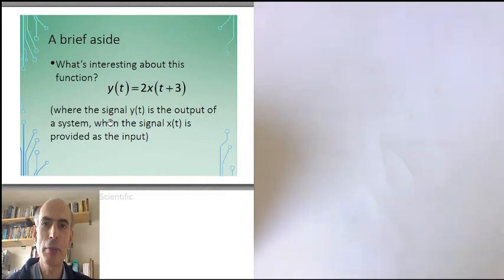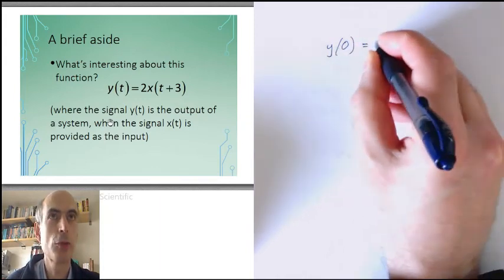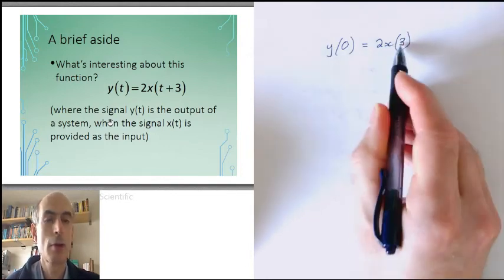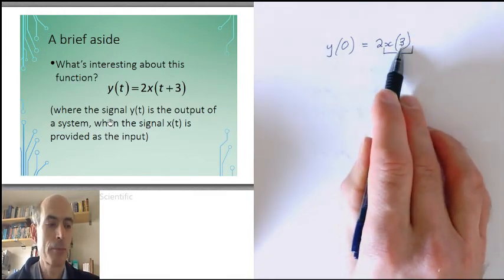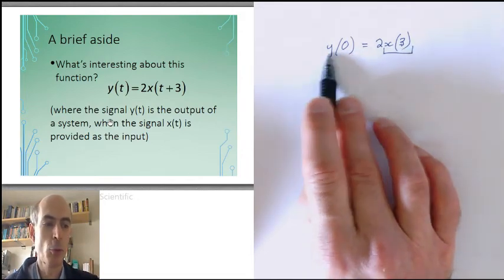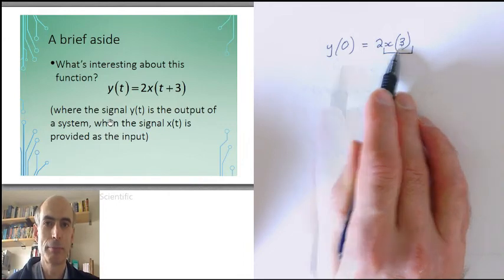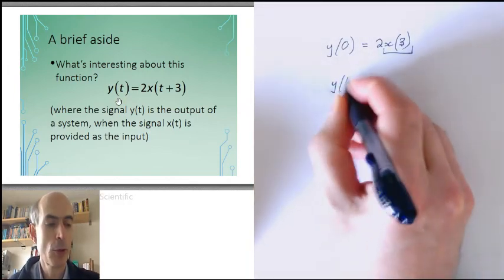Consider what happens at time t equals 0. Y at time t equals 0 is equal to 2x at time, well, if t is 0, that would be 2x at time 3. That is the input at time 3 seconds. This is the output at time 0 seconds. So the output is proportional to the value of the input 3 seconds in the future. That's impossible. So if you ever see an expression like this, something is very strange with the circuit that has produced it. Something much more reasonable would look like this.